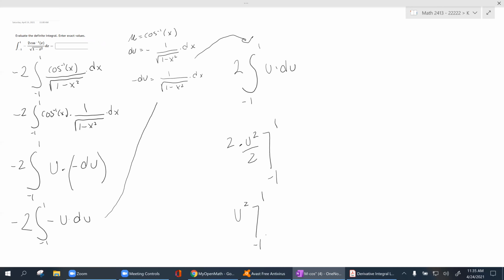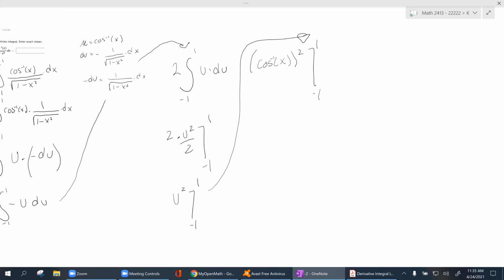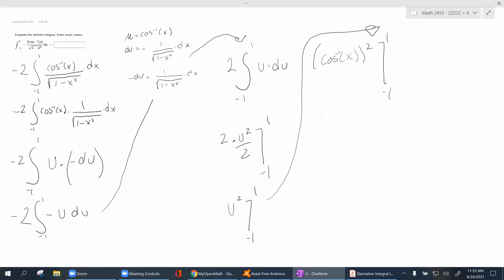All right. But I know what u is. U is inverse cosine of x. So in other words, inverse cosine of x, or arc cosine, squared bounded between 1 and -1. So this here ends up giving me arc cosine of 1 squared minus arc cosine of -1 squared.